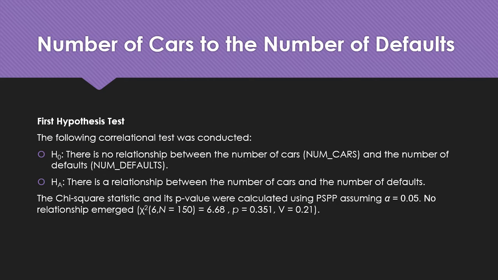Our first hypothesis here is the number of cars to number of defaults. The null hypothesis, which says there is no relationship, is that there's no relationship between the number of cars and the number of defaults. The alternative hypothesis is there is a relationship between the number of cars and number of defaults.